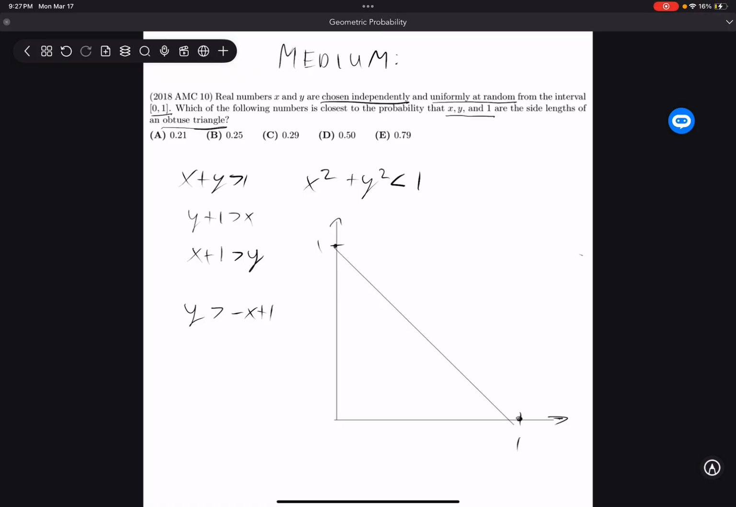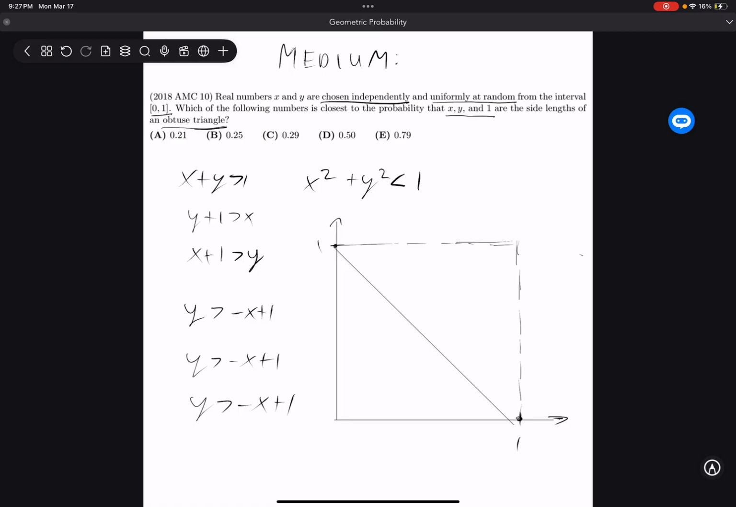Alright, so now that we have that, I'll also draw this on top, just to help us visualize what region S is. Now that we have this, y is greater than negative x plus 1, so we'll shade what's above. Now, let's look at our next equation. y plus 1 is greater than x. That means that y is greater than negative x plus 1. This is the same equation. And similarly, the next equation, x plus 1 is greater than y, is the same thing as y is greater than negative x plus 1.